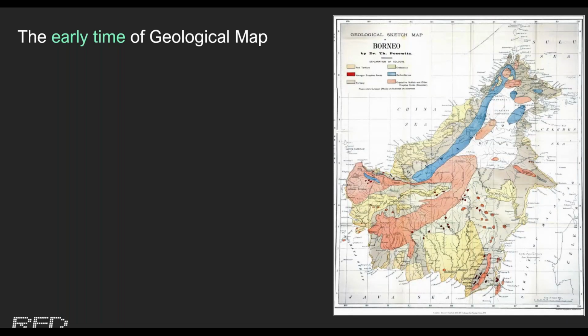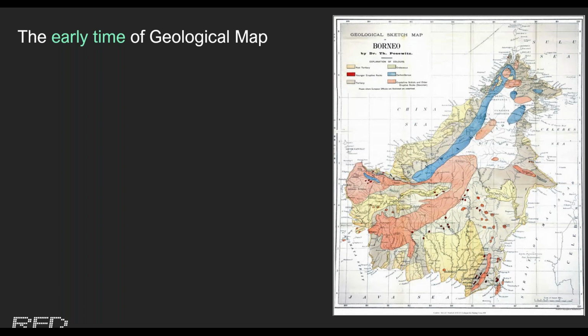So this image here is one of the earliest geological maps from Southeast Asia. This area here is from Borneo or Kalimantan, and this is the first geological map that was drawn for the whole entire Borneo and Kalimantan area, and it was drawn manually, right, by hand sketch.